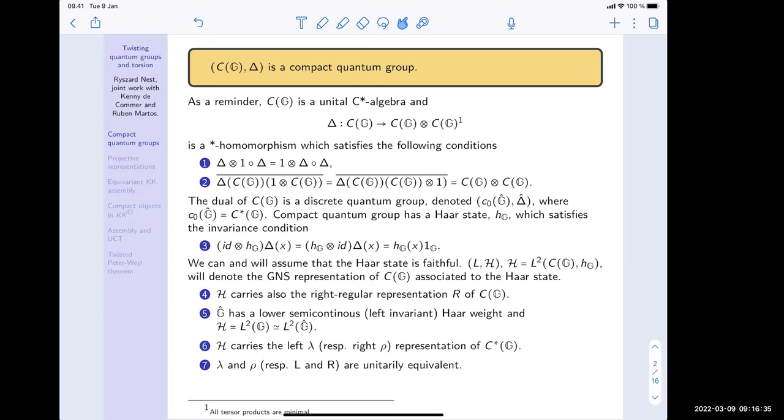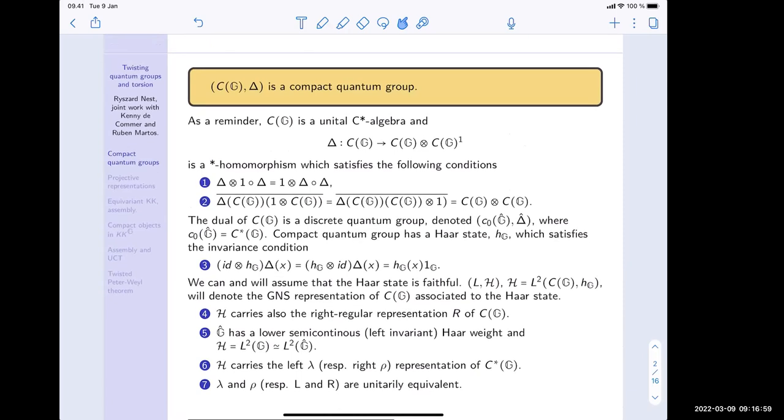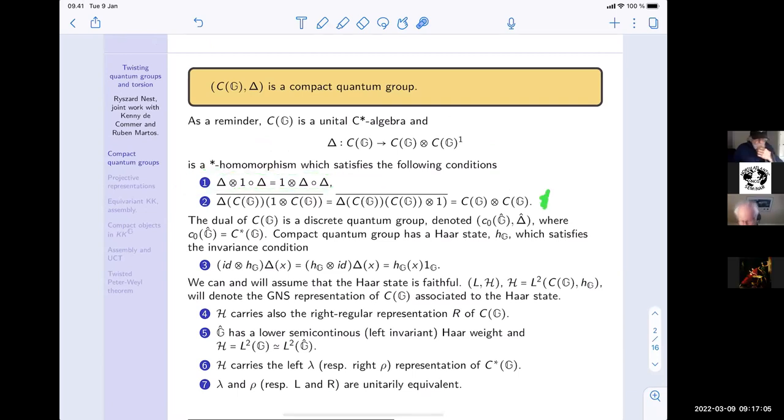So a compact quantum group consists of two things. C of G is a unital C-star algebra, and there is a homomorphism from C of G to C of G tensor C of G. All tensor products are minimal. And it is a star homomorphism which satisfies the co-associativity condition here. So that's the co-associativity condition, and that's non-degeneracy.